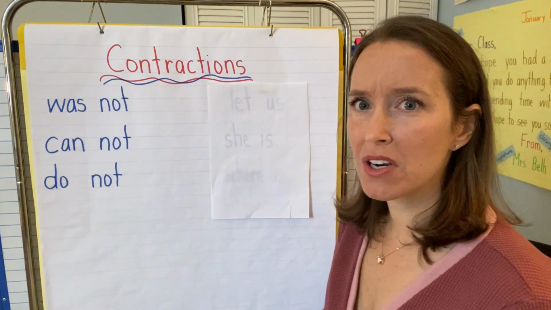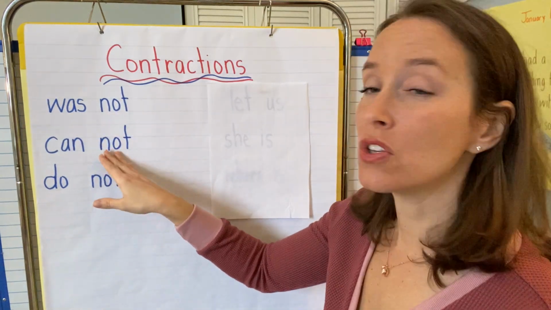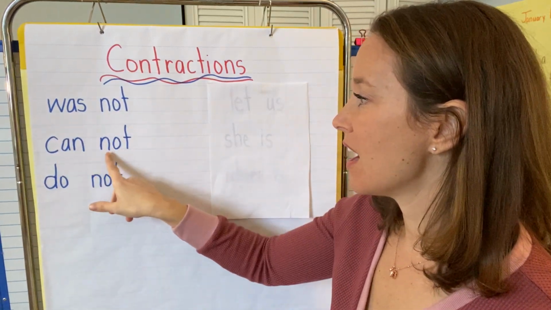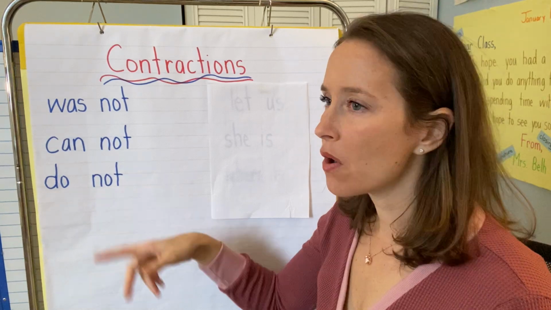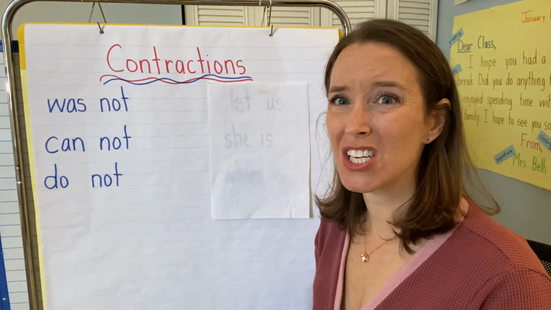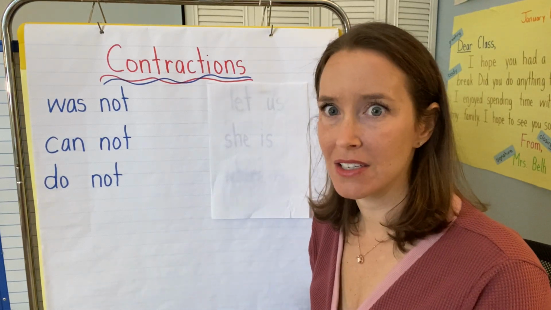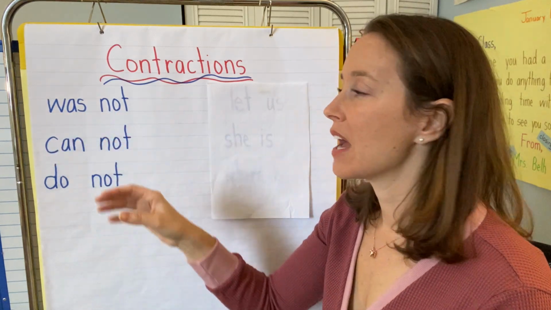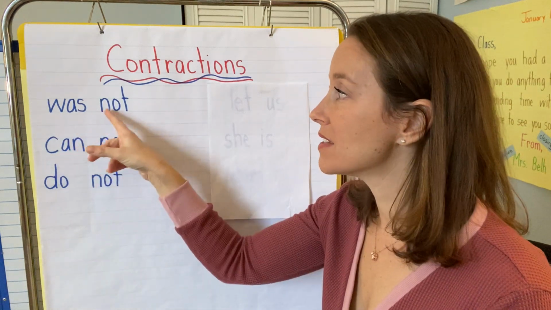So there's two that we're going to focus on today. The first one is the contraction using not. So we have was not, cannot, do not, right? But we don't always say she was not here, right? Sometimes we say she wasn't here. If I said she wasn't here, that's the same as saying she was not here. Okay, wasn't is just a shorter form of was not.